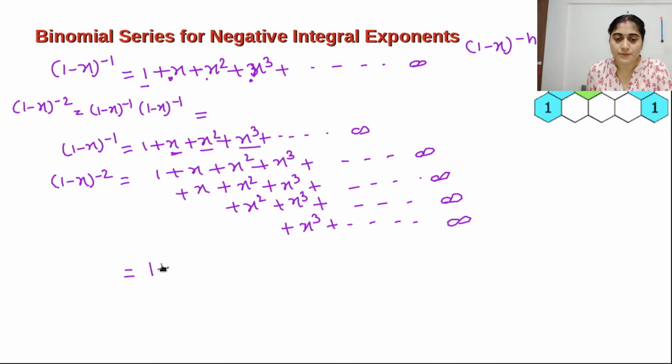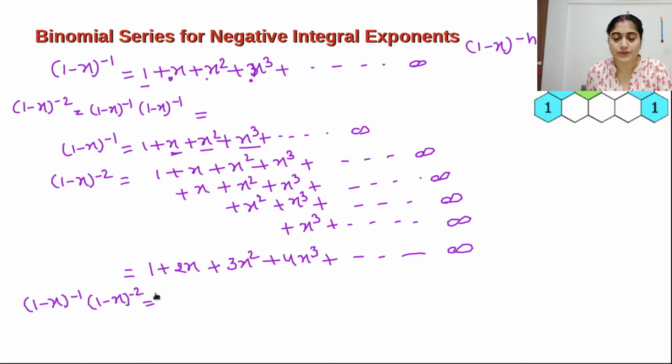It will look like 1 plus 2x plus 3x square plus 4x cube, like that. Now if I multiply (1 minus x) to the power of minus 1 with (1 minus x) to the power of minus 2, it will be (1 minus x) to the power of minus 3. Again I am multiplying because I want to see how the pattern is increasing.